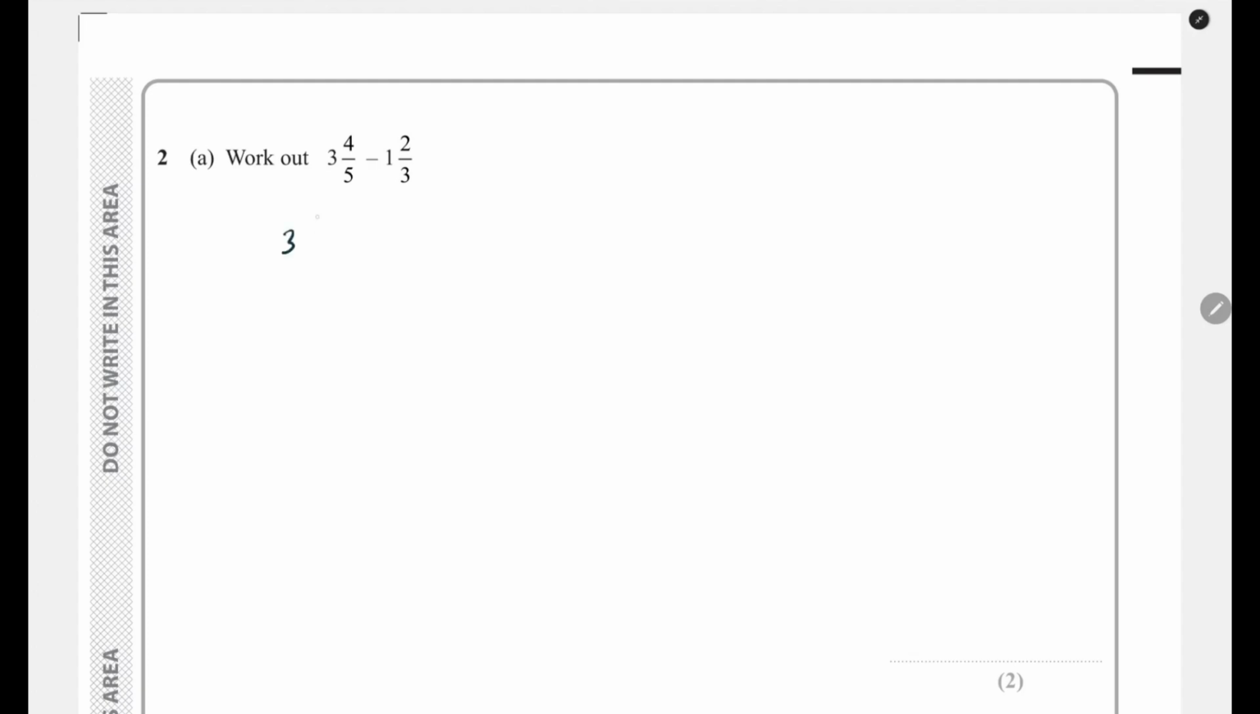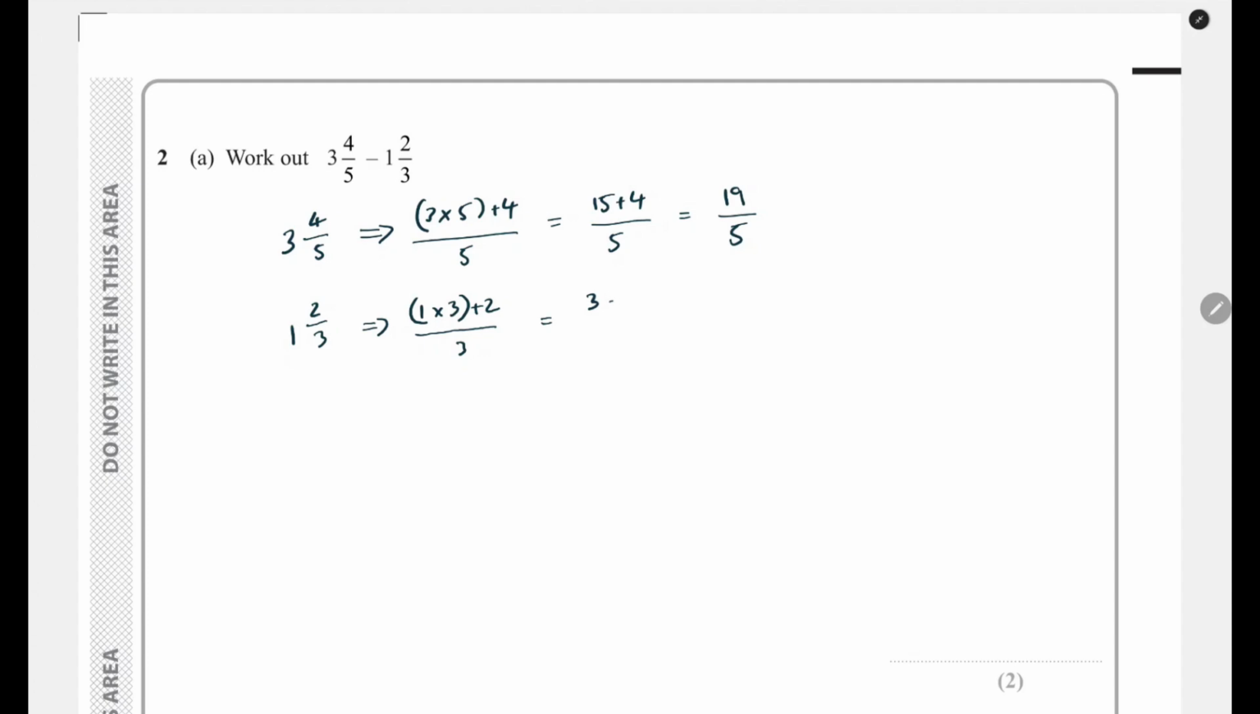So 3 and 4 fifths. In order to turn this into an improper fraction, you take the big number in front, 3, multiplied by the denominator 5, add the numerator 4, all over the original denominator, which is 5. That gives us 15 plus 4 over 5, which gives us 19 over 5. If we do the same thing for 1 and 2/3, it becomes 1 multiplied by 3, add 2 over 3, that gives us 3 plus 2 over 3, giving us 5 over 3.